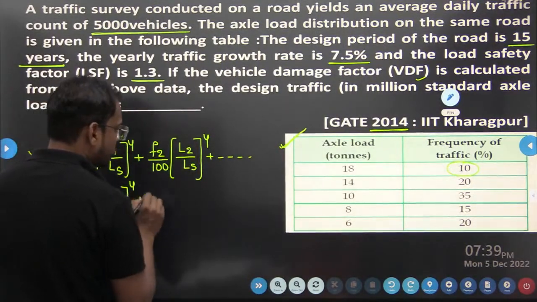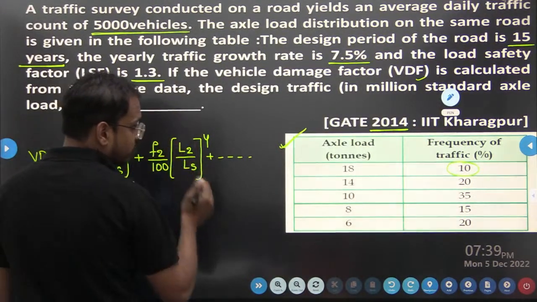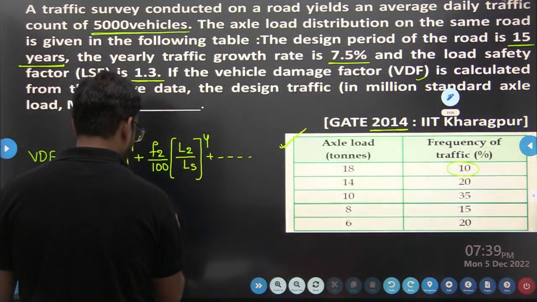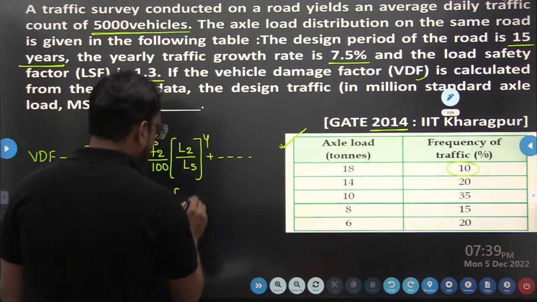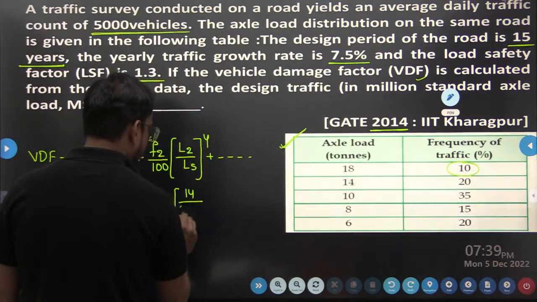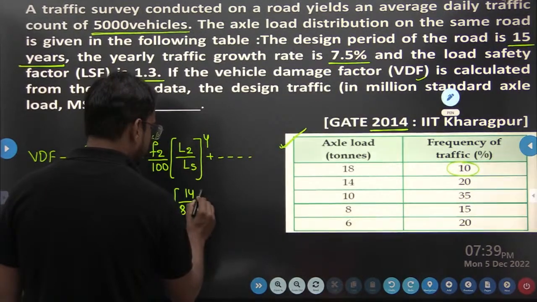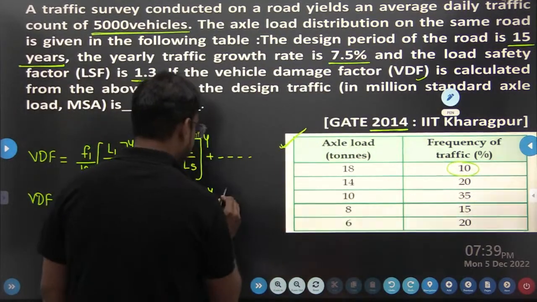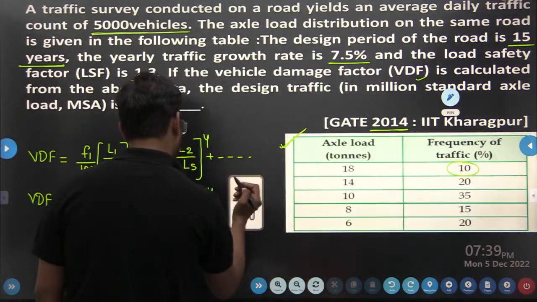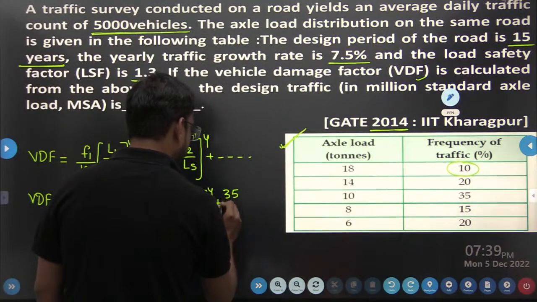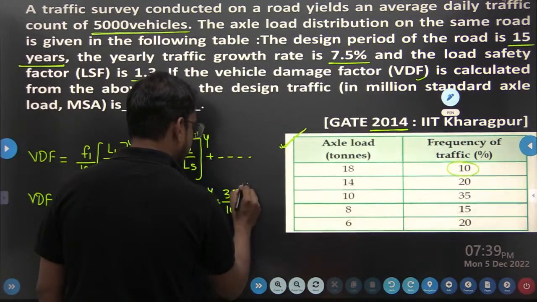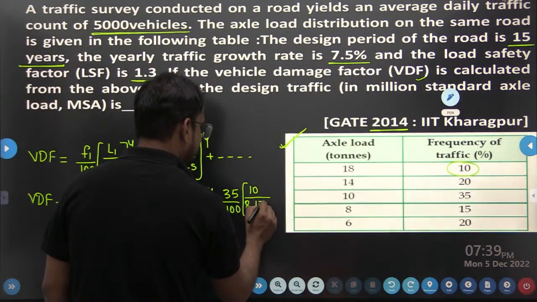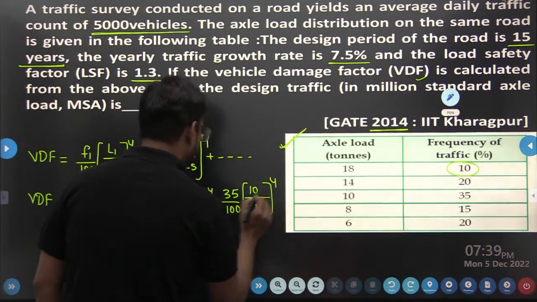Plus, what is the value of F2? F2 is frequency 20%, that means 20 dividing by 100. L2 is 14 dividing by 8.17 tons whole raised to power 4, plus the next value is 35, so 35 dividing by 100, and the load is 10 dividing by 8.17 whole raised to power 4. Clear?